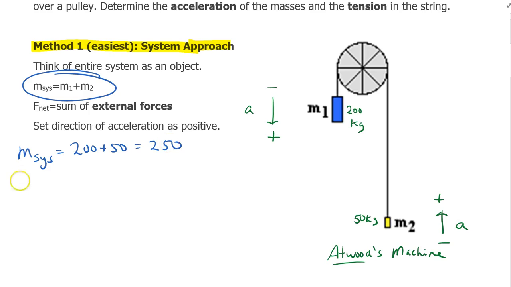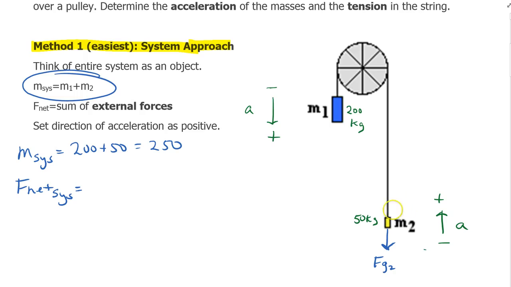Now the F net of the system. Let's consider each of these objects, and let's draw a free body diagram for each of these objects. So for this object, we're going to have a downwards force of gravity. I'm going to label that Fg2 because it's object number 2, and it's going to have an upwards tension force.